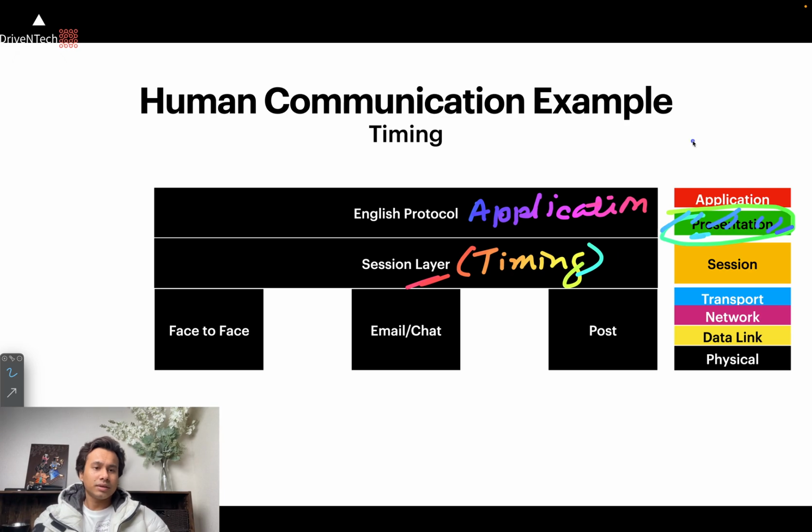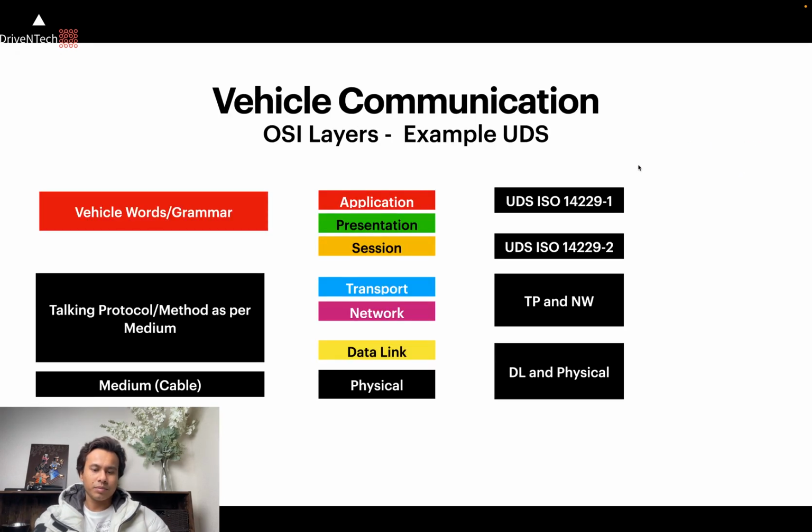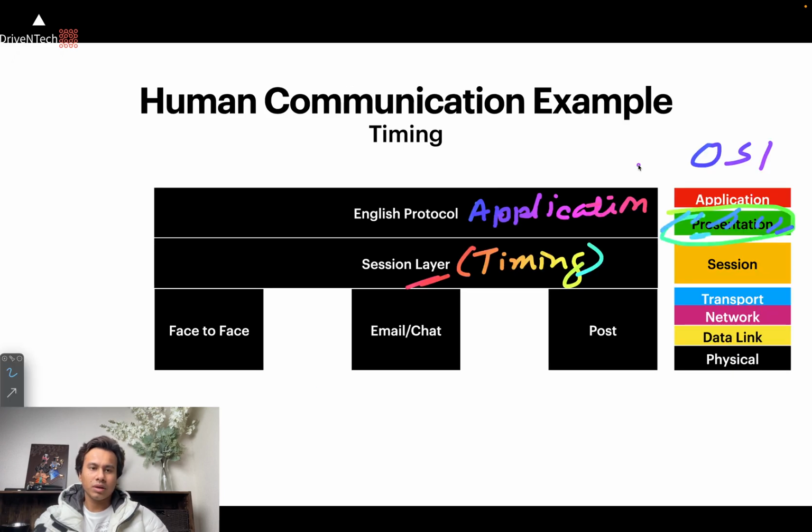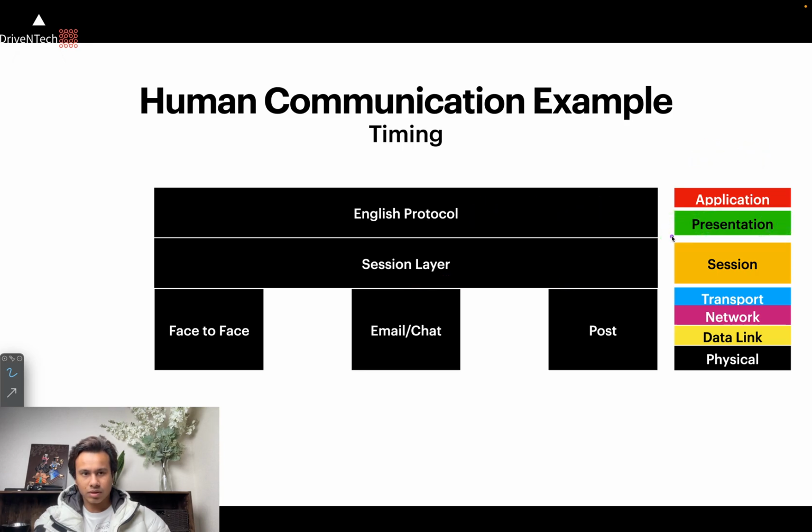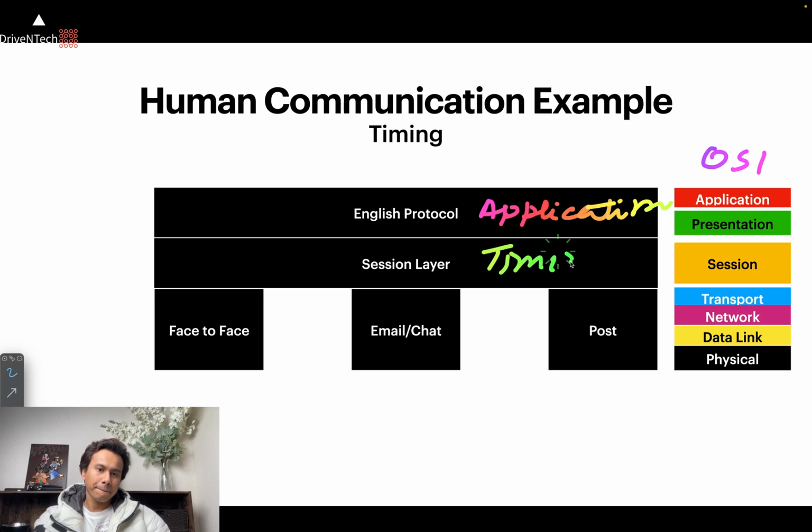So this is the OSI here. I forgot to mention that I have put the OSI model here, and here if I forget everything and put it again, here is the OSI. We have the English protocol, which is the application layer. This is for timing, and here are our transport, network, data link, and physical.